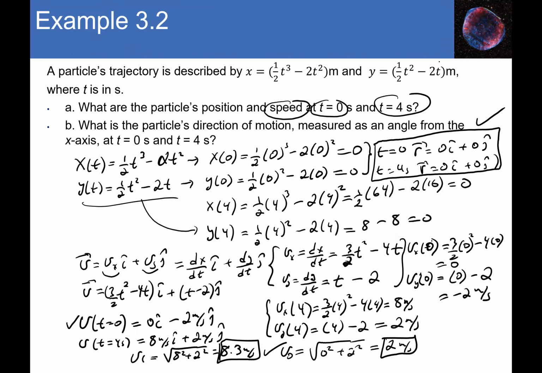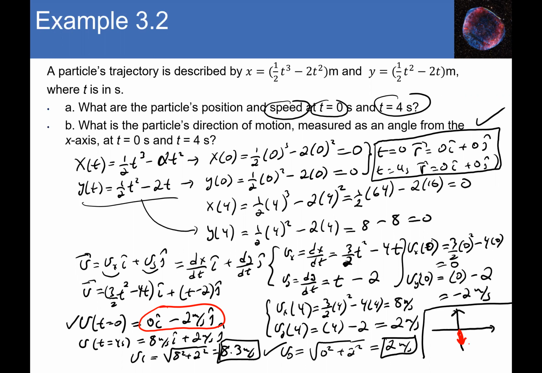The last thing we want to find in part B: what is the particle's direction of motion, measured as an angle from the x-axis, at t equals 0 and t equals 4 seconds? I have just a little bit of room, and I'm going to utilize that because we don't need much. Here's my coordinate system. Initially at t equals 0, it's asking to draw the velocity vectors. At t equals 0, we have a velocity vector of negative 2 meters per second i hat.